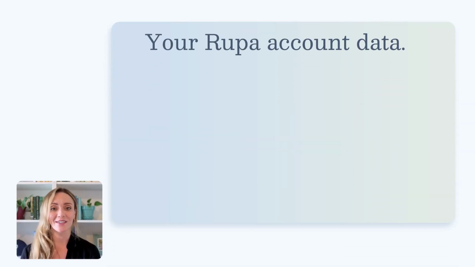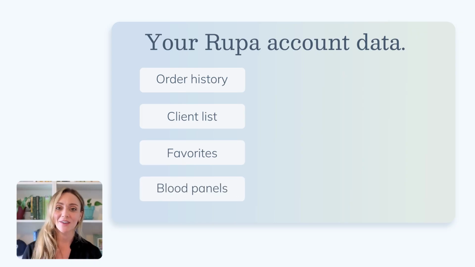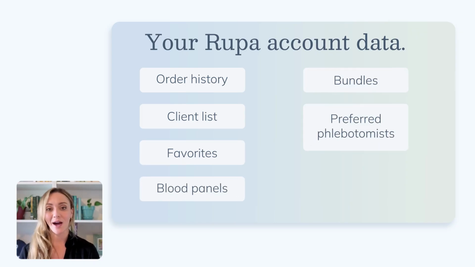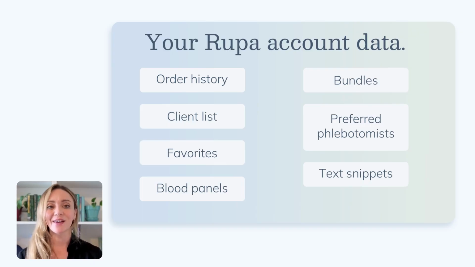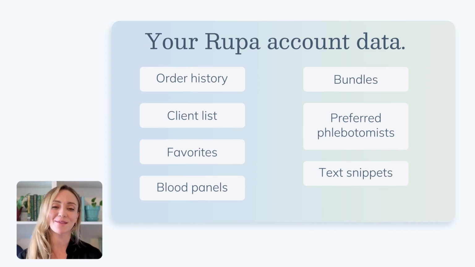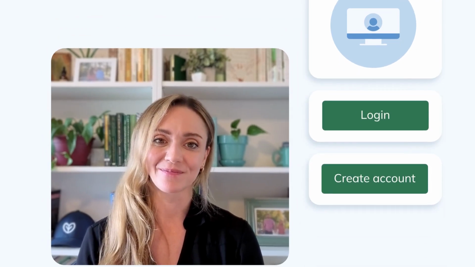All of your Rupa account data, order history, client lists, favorites, blood panels, bundles, preferred phlebotomists, and text snippets will be prepped and transferred seamlessly off hours between 1 and 4 a.m. EST on your move date. This way, you can hit the ground running first thing in the morning. Once the move is completed, your entire staff will be notified via email. They can sign into their Fullscript account or set up a new one.